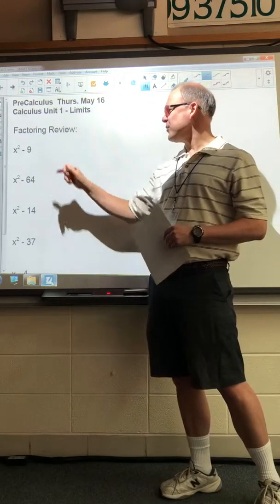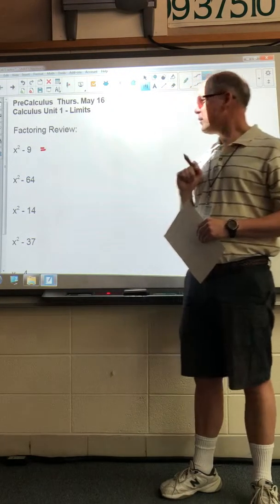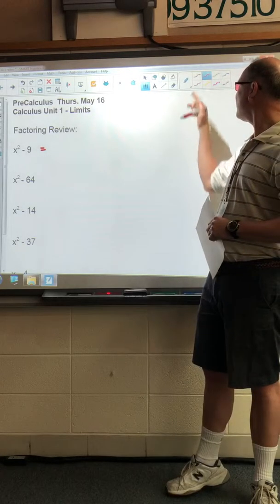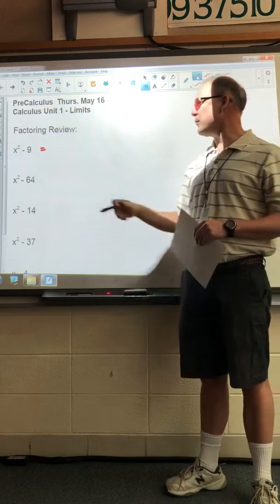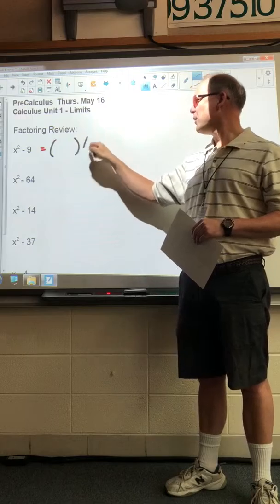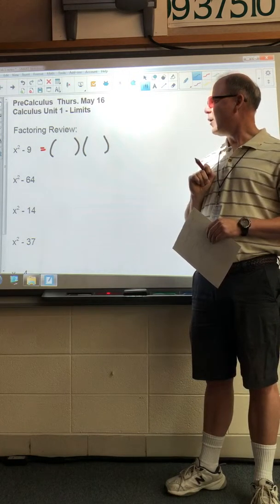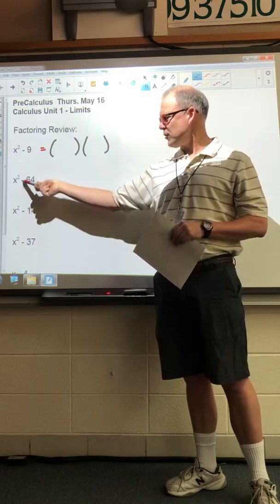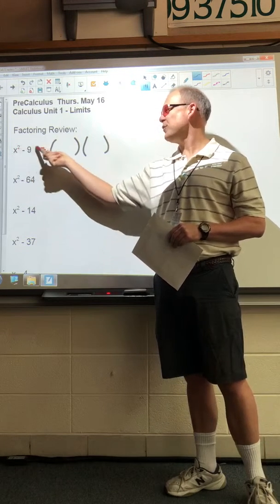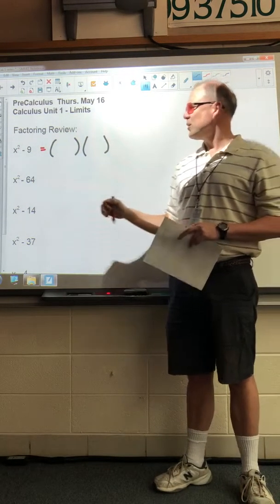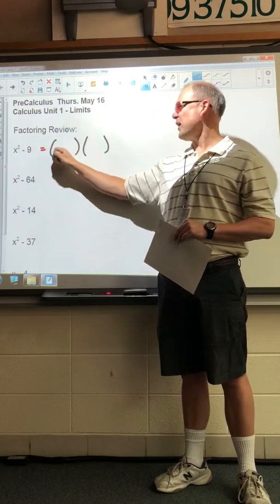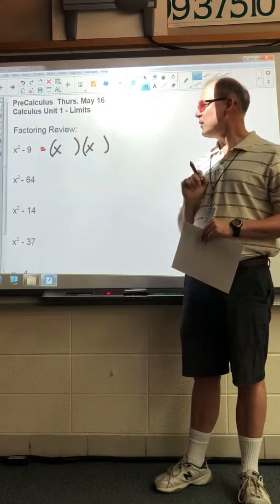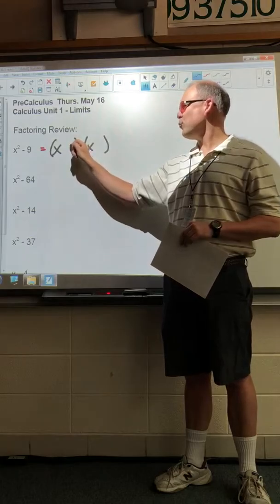Okay, so you've factored expressions like the first couple there many times. These are difference of squares problems. So they're all subtraction and they involve perfect squares. So the square root of x squared is x. The square root of 9 is 3.